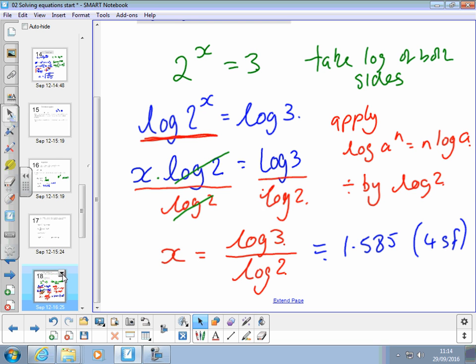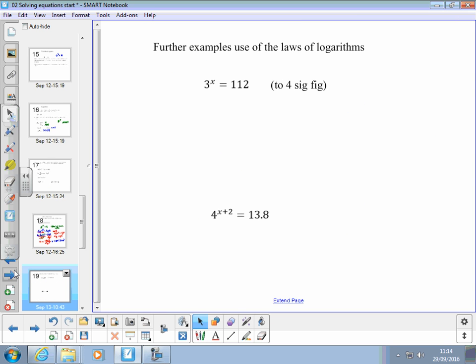Those laws of logarithms, another set of rules, maybe to put in some place in your folder right near the front where they're really handy and you can get at them quickly if you think you need them. Further examples on the laws of logarithms.